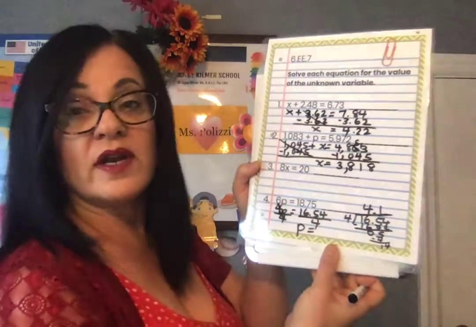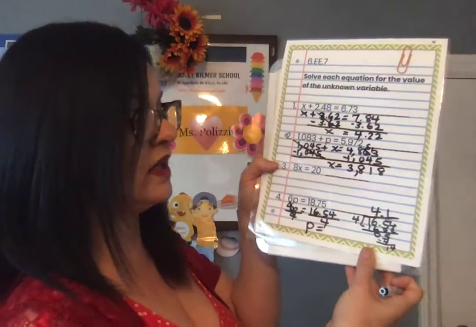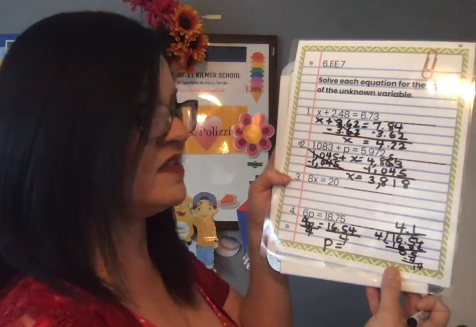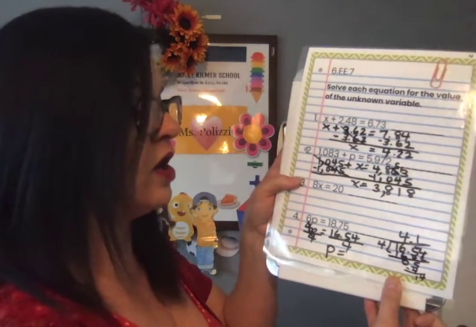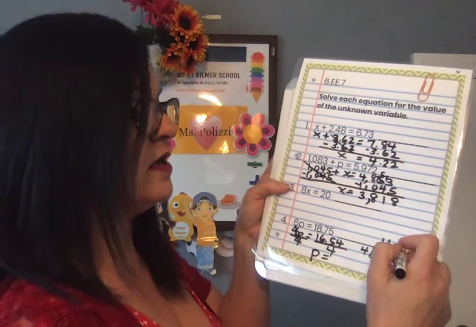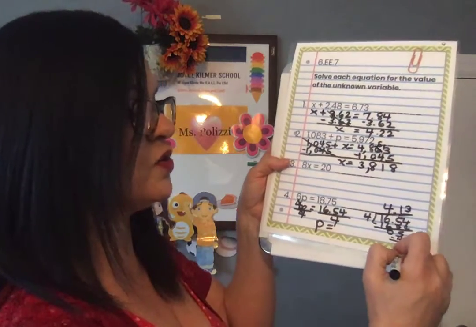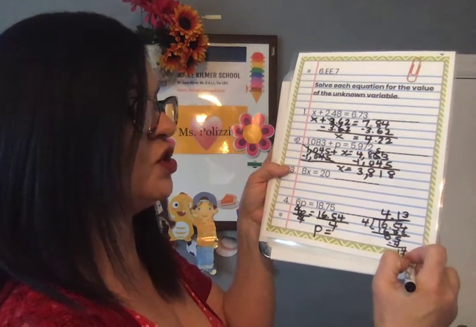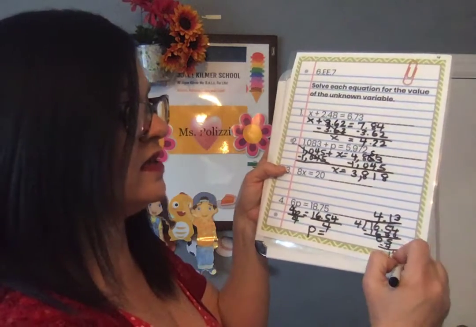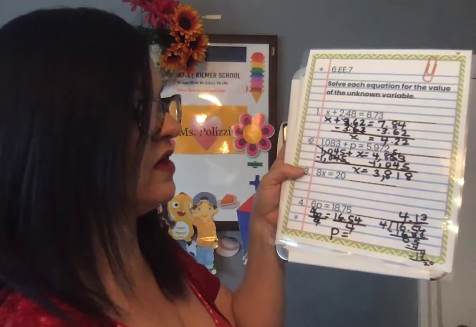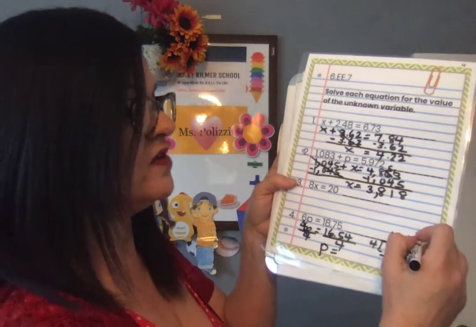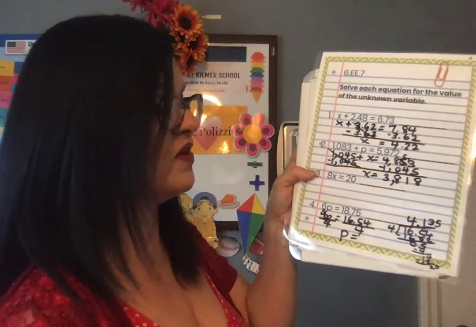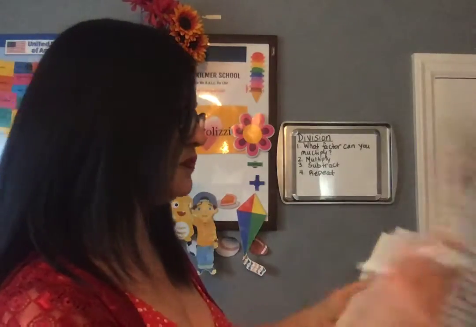4 times what number will give me 14? Well, I know 4 times 3 is 12. 4 times 4 is 16, so that's too big. I'll go ahead and use 3. So 4 times 3 is 12. 14 take away 12 is 2. And I'll just add a 0. And I know that 4 times 5 is 20. So my answer would be 4 and 135 thousandths for that problem.